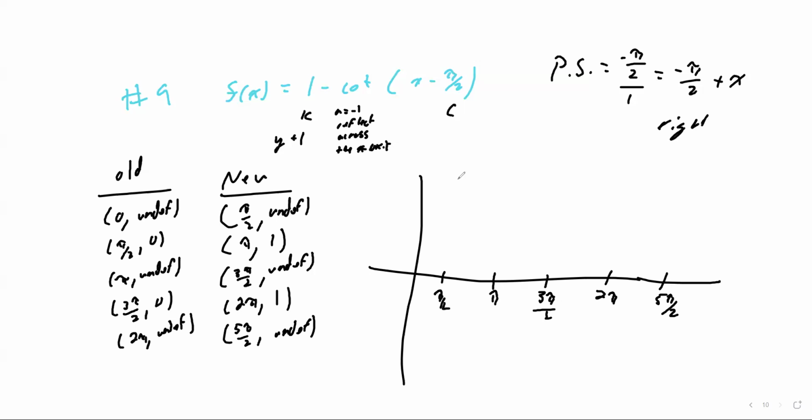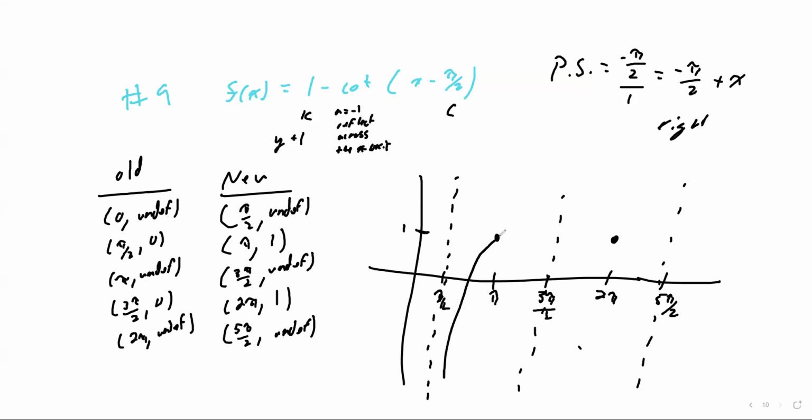So at pi halves, it would be undefined. At pi, it would be at 1 now. 3 pi halves is undefined. 2 pi, 5 pi halves. So typically a cotangent goes this way, but we're actually going to reflect it to make it look like a tangent. But notice that is where that center point goes rather than at 0. And there you go. So that's pretty much it on that.